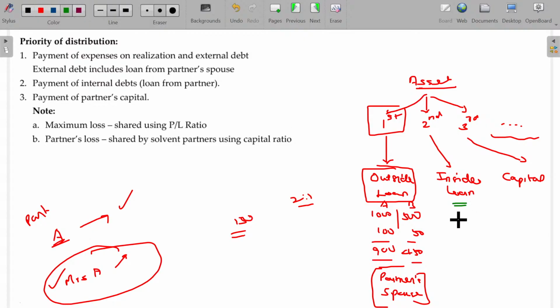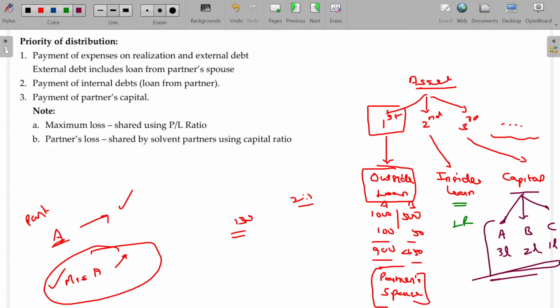In case of insider loan, you may borrow from two or three partners also. In that case, you just follow the loan ratio to settle. And when it's all about capital to be repaid, finally, if you still have surplus, probably we have three partners, and the amounts payable to these three partners may be 3 lakhs, 2 lakhs and 1 lakh respectively. If I have some surplus money now realized, this realized amount will be payable to the three. How do I make the payment? Settle the outside loan, second the inside loan, all these things are over. Finally, make the payment to the owners.